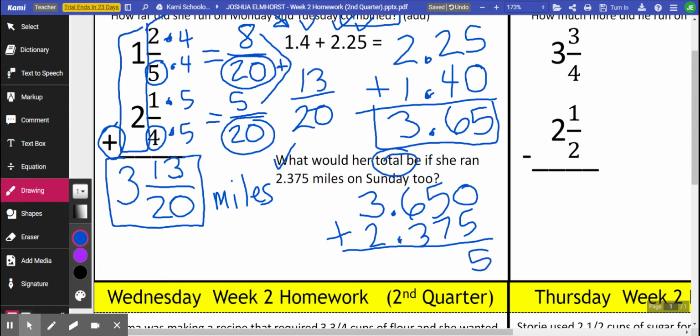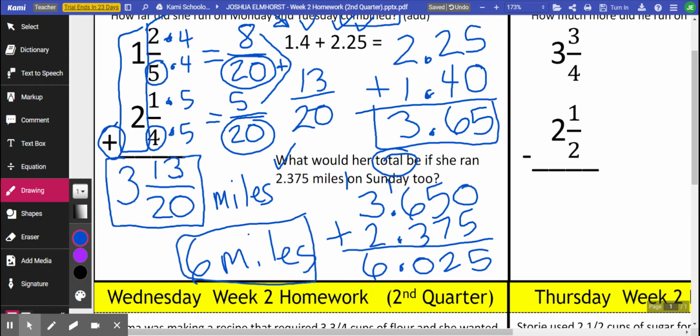5 plus 0 is 5. 5 plus 7 is 12. Carry the 1. 6, 7, 8, 9, 10. Bring the decimal down. 3, 4, 5. So what would her total be if she ran this many miles on Sunday? It looks like she would have, let's see, just over 6 miles. 6 miles total, and it would actually just be a little bit over that.